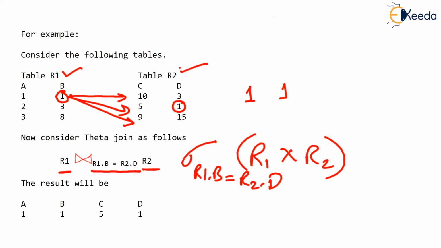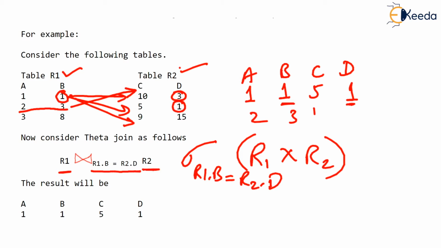I hope you are understanding. These are the columns A, B, C, D. So wherever B matches D, the row will be shown in the result. What about the next element here? 2 3 will be joined with 10 3, and straight away you see that B matches D. So 2 3 10 3 will be in the result. But then for the remaining rows of R2, the match is not found. And watch out for the last row here, 3 8, there is no match found in the D. So only two rows are there in the result.